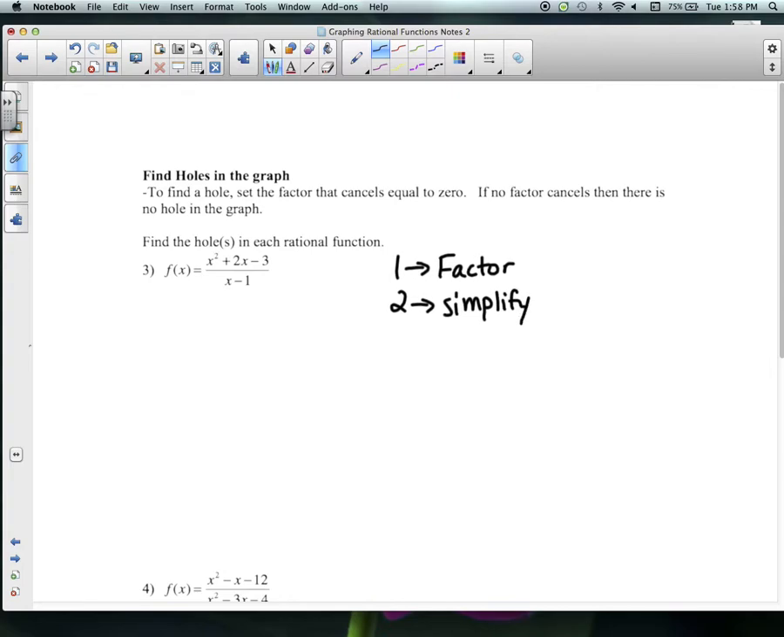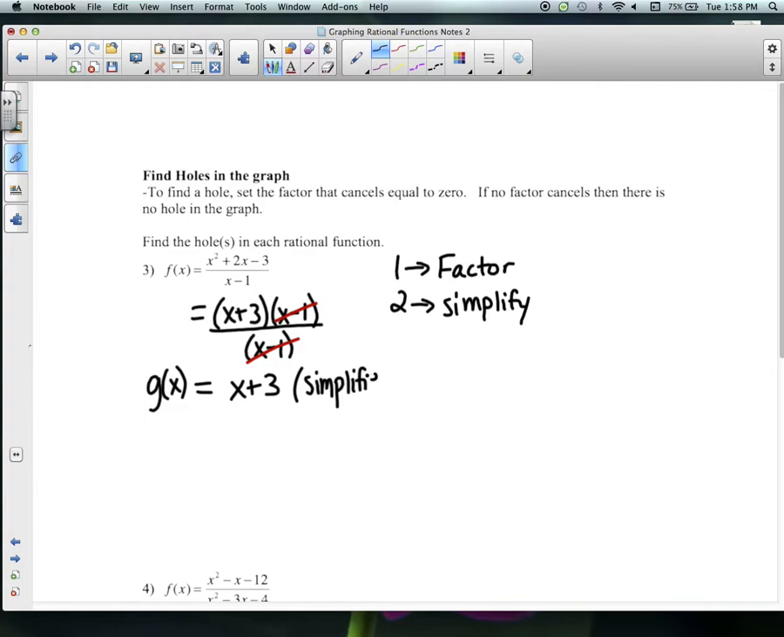So we're going to do our factoring. We're going to simplify. I usually call it something different because we have simplified it. So I'm going to call our simplified function g of x. Now the factor that cancels is going to be what causes the hole. So we're going to set that equal to 0.